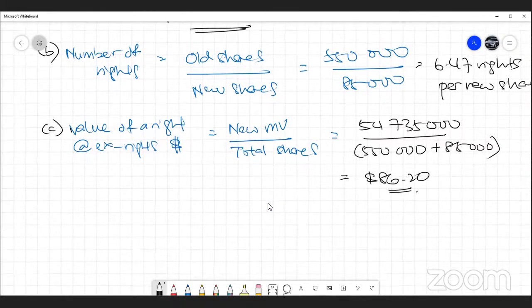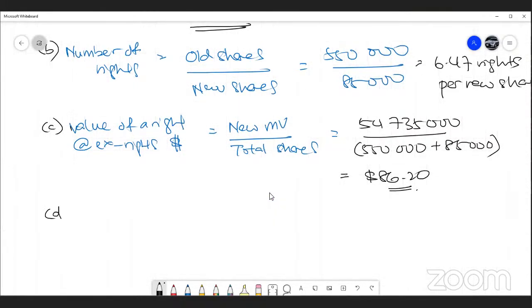Moving on. So if you've got issues, please stop me. If not, let me finish here. I'm finished with C. If you have any problems, you voice it out to me. So D, they want you to find the value of a right.